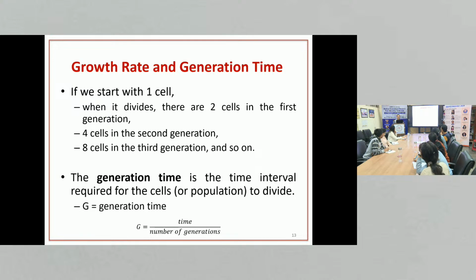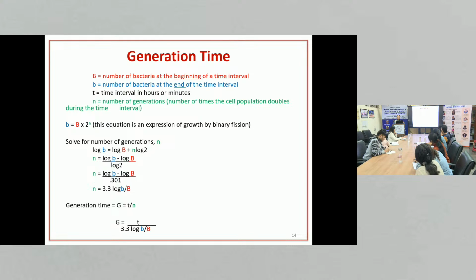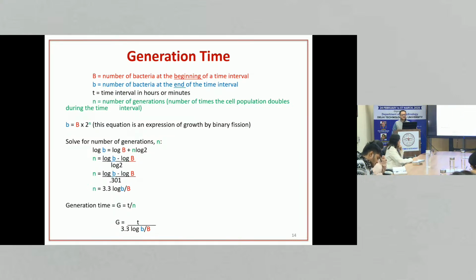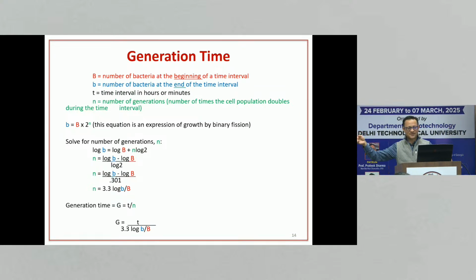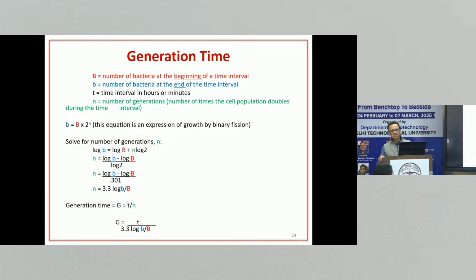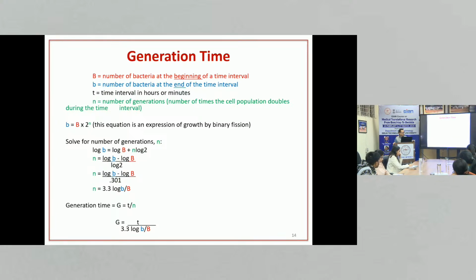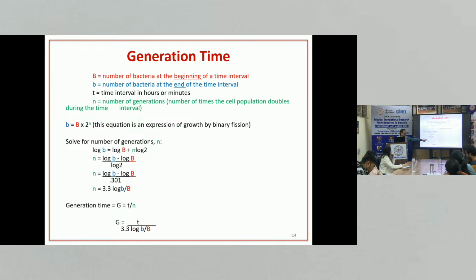Now, capital B is the number of bacteria at the beginning of the time. Let's say there are 2 bacteria. Then small b is the number of bacteria at the end. Let's say it's 10. T is equal to the time interval in hours or minutes. N is the number of generations. So the formula is small b is equal to capital B multiplied by 2 to the power n. We take log on both sides. But then on the last slide we said generation time is equal to t divided by n, and n is this.